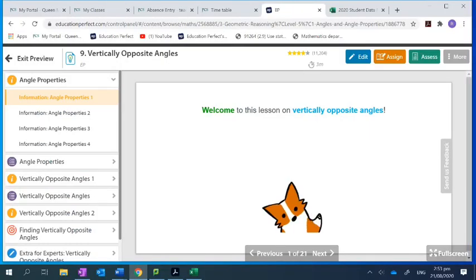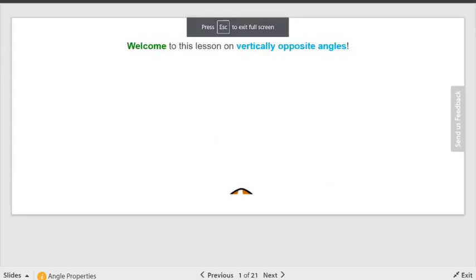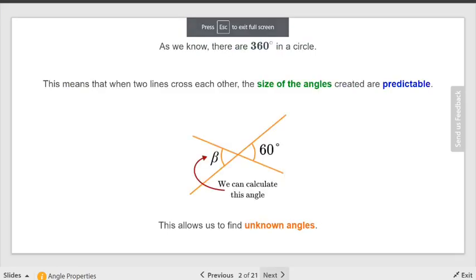So we're going to be talking about vertically opposite angles, right? Vertical is up and down, and then the opposite part, what does that mean? Opposite means across from each other. So here we go. We have two lines crossing, and because the two lines cross each other, the size of the angles that they create are predictable.